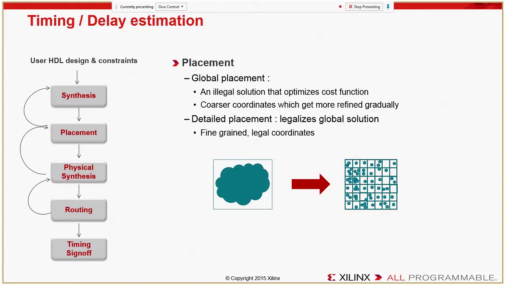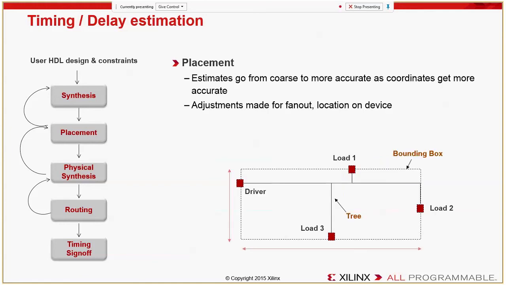Right? So since placement occurs in a series of steps, the estimates of delay can actually go from coarse to more accurate as the coordinates get more accurate. So adjustments are made for various factors such as the fan out or even the location of the net on the device. So the picture here shows a driver driving 3 loads, and you can see that for the given locations one can draw a rectangle that completely bounds the driver and the loads.